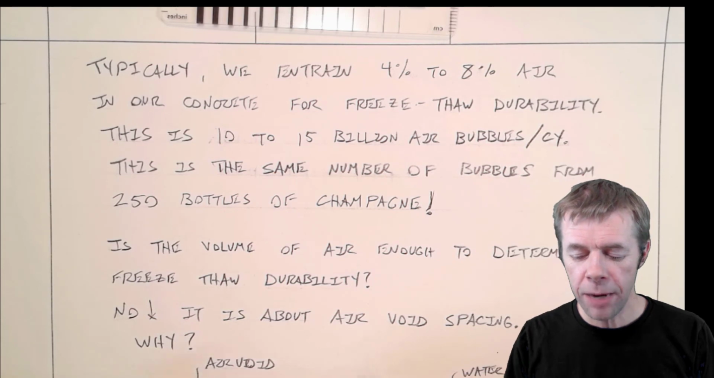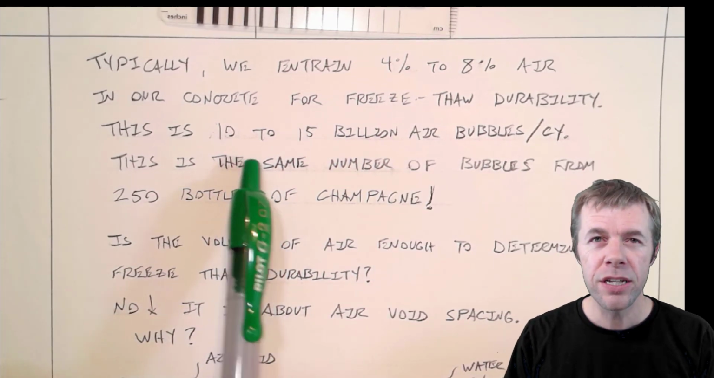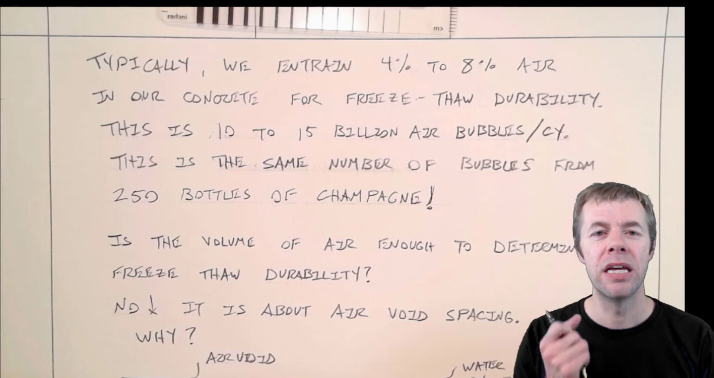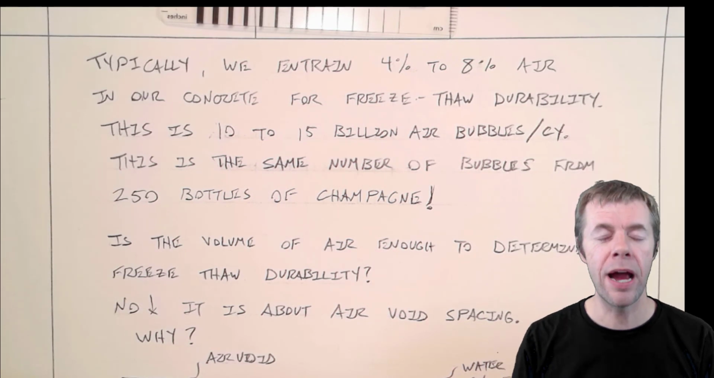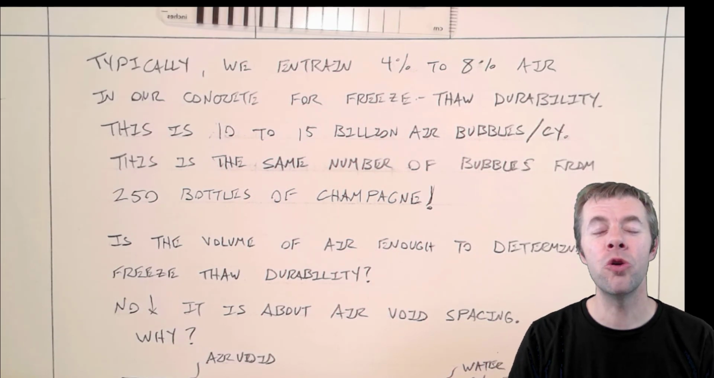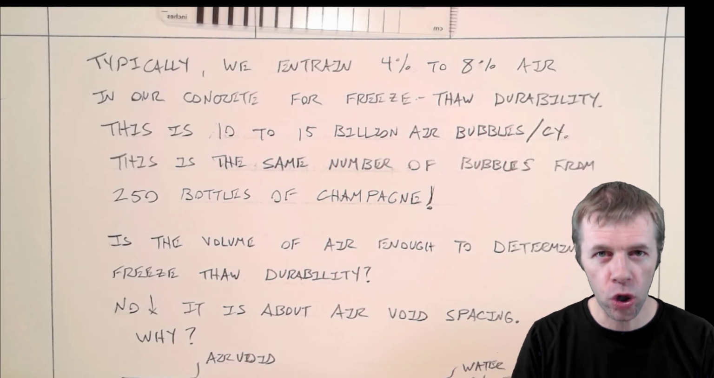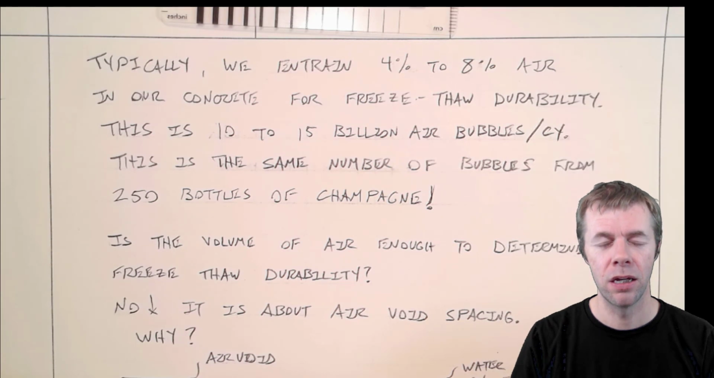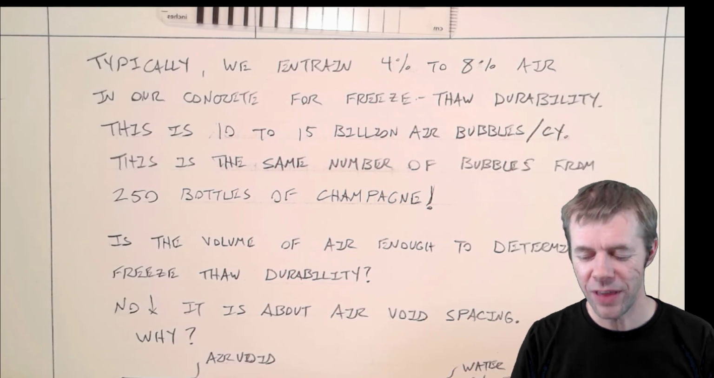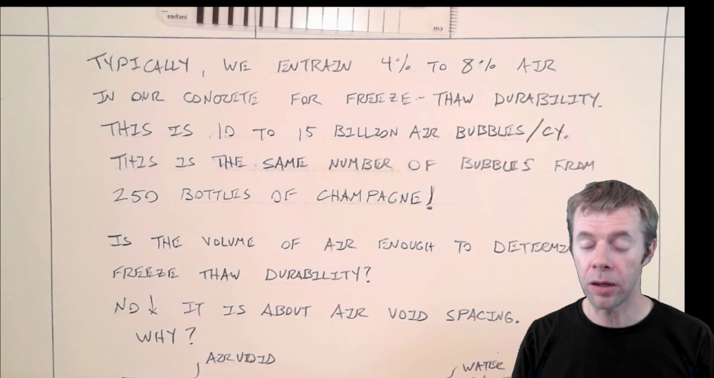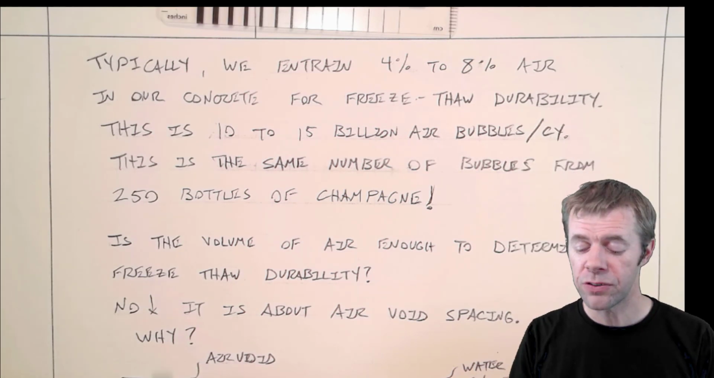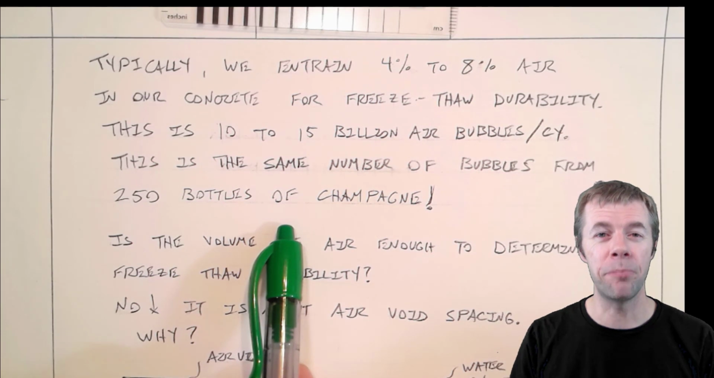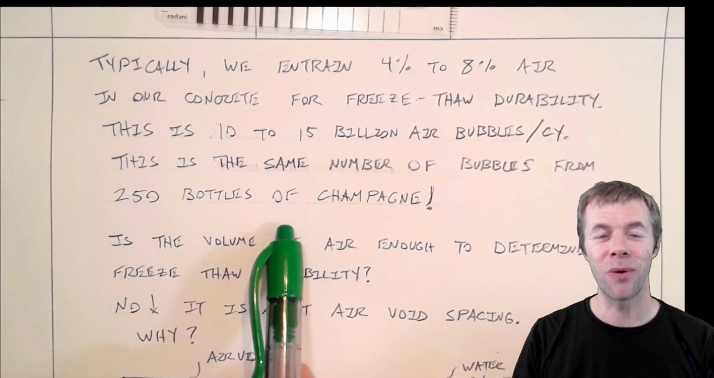And at 4 to 8%, there's anywhere between 10 to 15 billion, with a B, air bubbles per cubic yard. And a truck of concrete holds about 10 cubic yards. That's 100 to 150 billion bubbles floating around in that concrete truck. That's the same thing in a cubic yard as 250 bottles of champagne. Oh, that's a lot of bubbly, right?